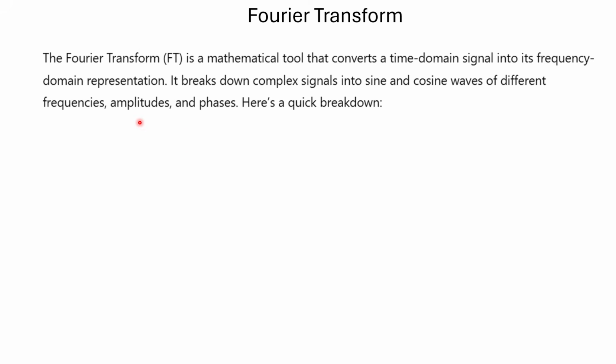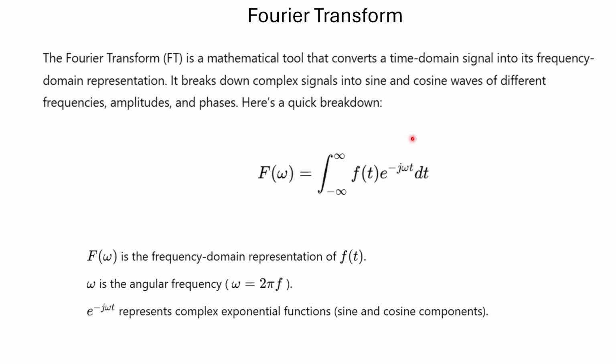Say the Fourier transform is a mathematical tool that converts a time domain signal into the frequency domain, right? And how will you convert? So this is the f of t that you want to convert from time to frequency, and this is the exponential that you have to multiply in order to convert, right? Exponential of minus j omega t dt, and integrate it over minus infinity to infinity, and finally F of omega you will get, that will convert it into the frequency domain, right? And what is this? F of omega is the frequency domain representation of f of t, and omega is the angular frequency, and the exponential function represents the complex exponential functions, right?